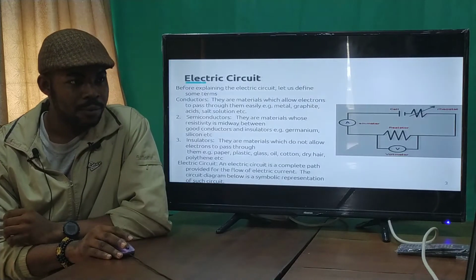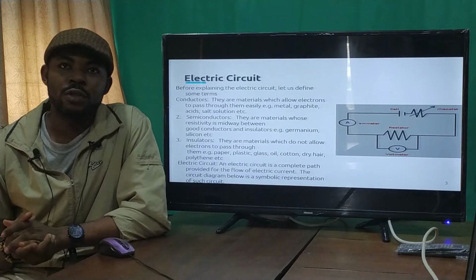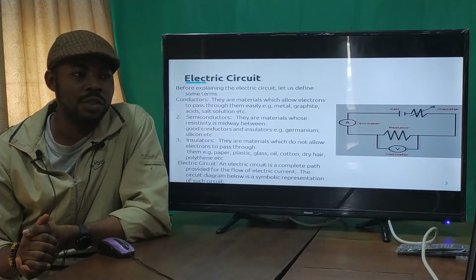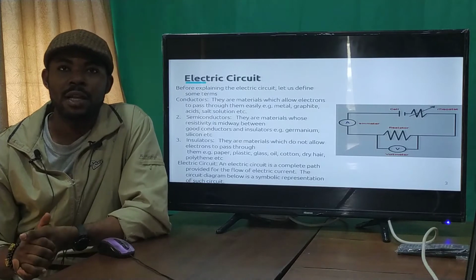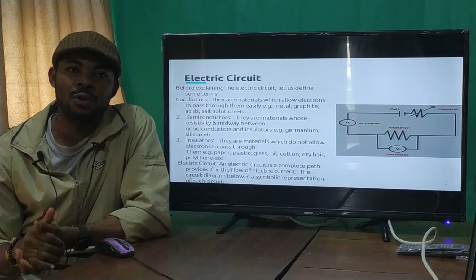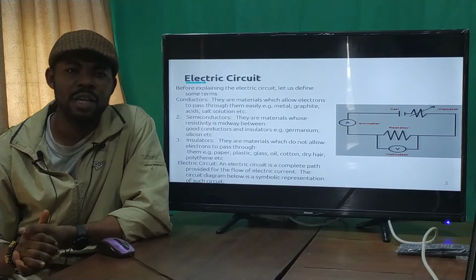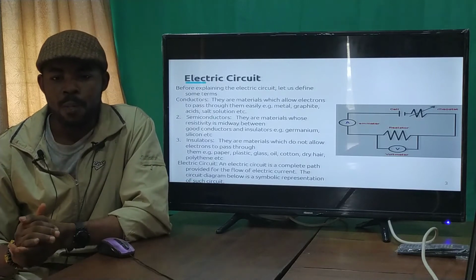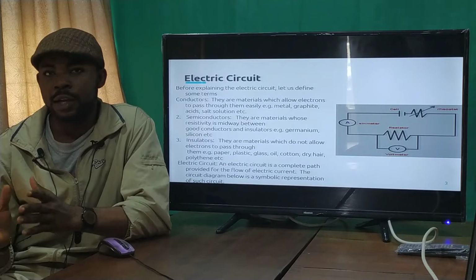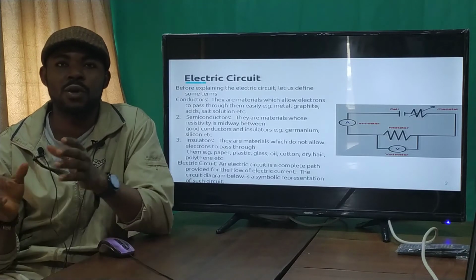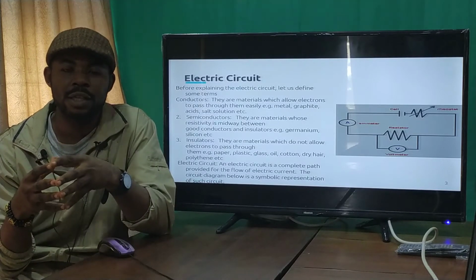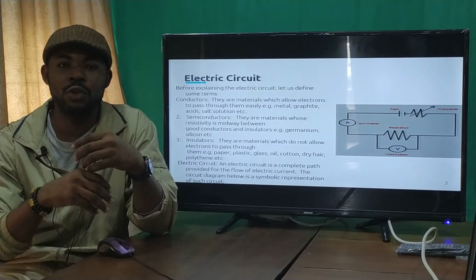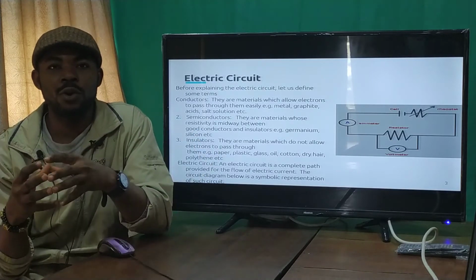Okay. Now, an electric circuit. Before we get into the definition of what an electric circuit is, we need to say some terms like conductors, semiconductors, and insulators. So what is a conductor? A conductor, for electrons to move from one place to another, they need a medium, right? The same way, for you to go from point A to point B, if you are traveling, you need a car. That is what a conductor is.